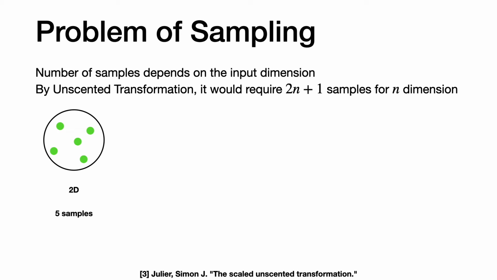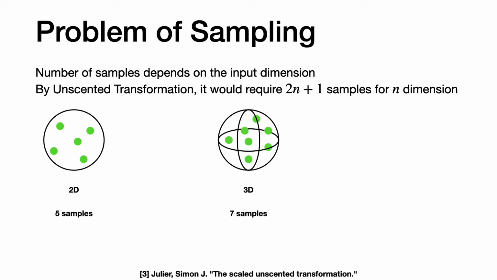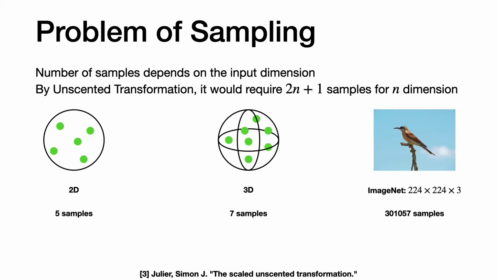But by the unscented transform, in the worst case, it would require 2n+1 samples for an n-dimension data to make an accurate estimation. For 2D data, it requires 5 samples. For 3D data, it requires 7 samples. But for ImageNet data, the dimension is too high that it requires more than 300,000 samples. Yes, this is the worst case.